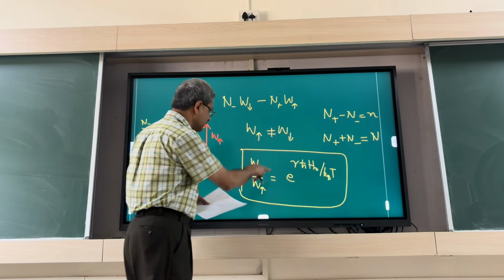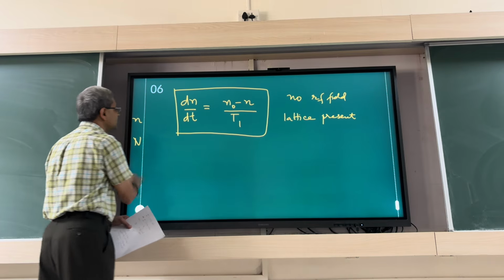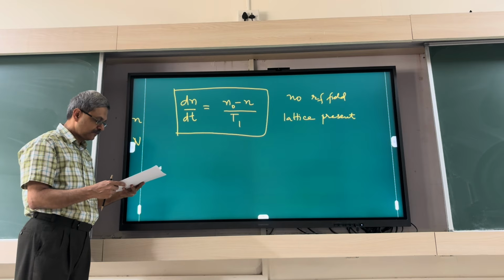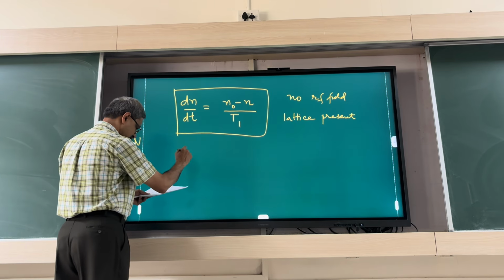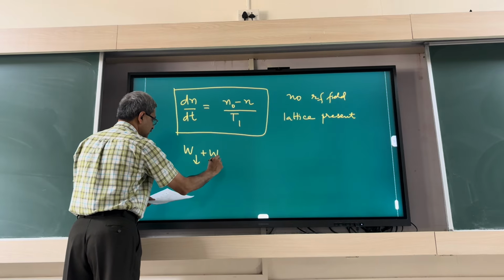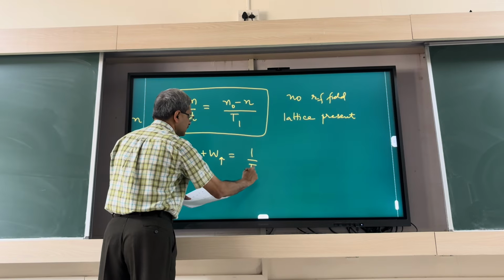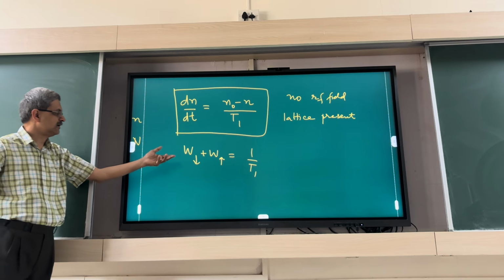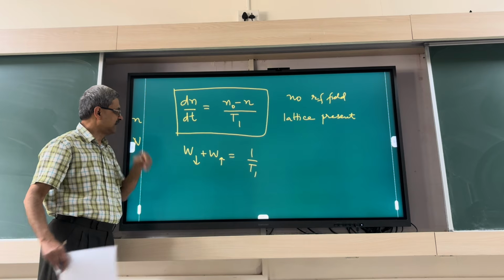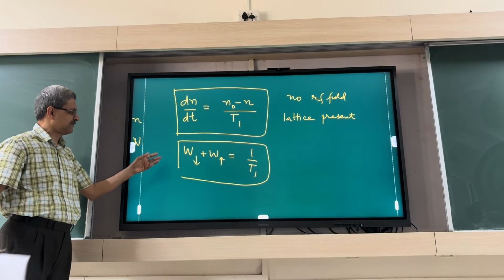So this was the rate ratio, and this is now the equation for how the population difference evolves with time. W down plus W up is defined as 1 over T1. You have some rates for going down and going up between the nuclear levels, and this combination tells you about the probability of transition, etc.